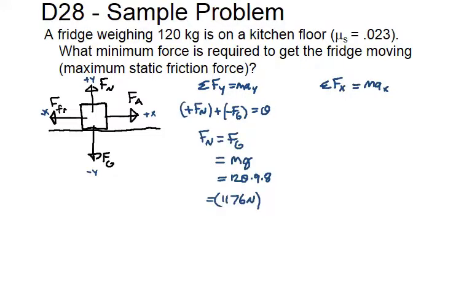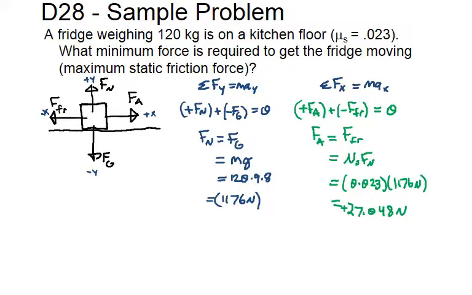Okay, so we should get for the normal force 1,176 newtons, and again, you calculated this force of static friction here, the maximum static friction force would be 27.048. So if we exceeded this value, 27.049, let's say, it's going to start to move.